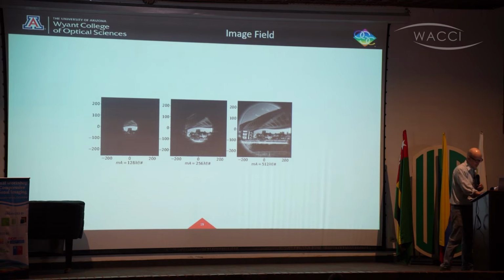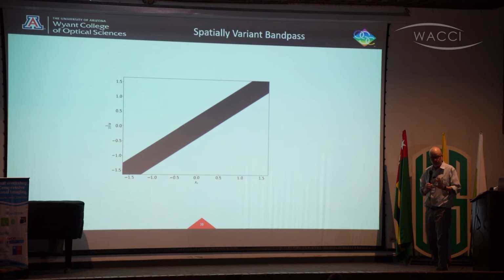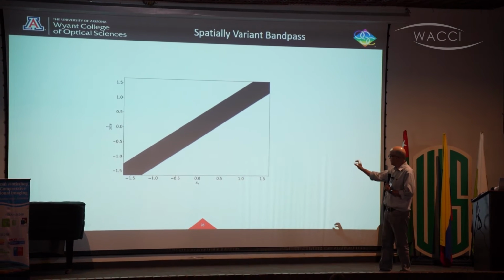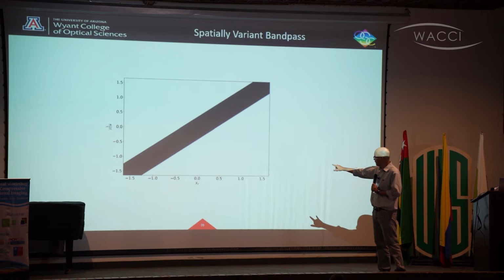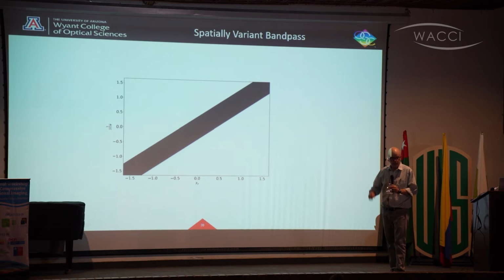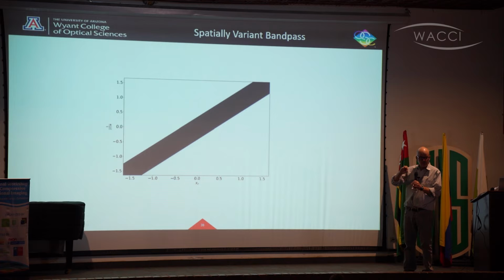What this means is not really all that surprising, but the passband of a coherent imaging system has a width that is 1 over lambda times the F number. So the frequency range that you can pass in an optical coherent imaging system goes from minus 0.5 times 1 over lambda F to plus 0.5 times 1 over lambda F. But the position changes depending on where you are in the image plane.